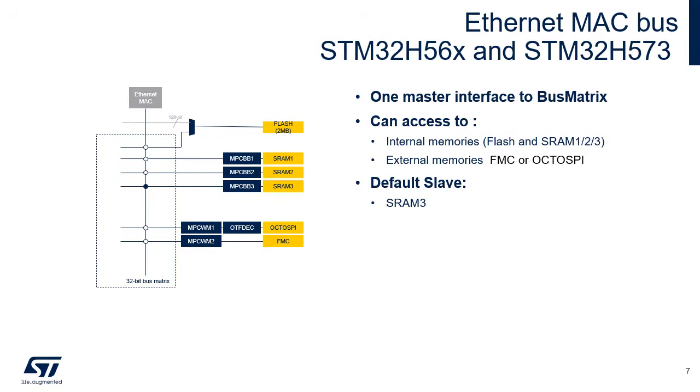The Ethernet MAC integrates a dedicated bus master that has a direct access to internal memories as well as external memories. The default slave is SRAM3.